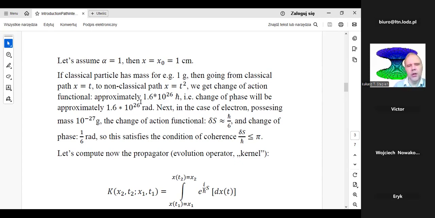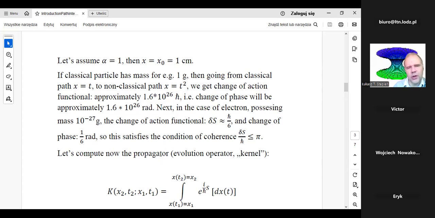In contrary, for the case of electron, which possesses very, very small mass in comparison to the classical particle, the change of the action functional is not very large, and this equals approximately the 1/6 part of Dirac constant, and the change of the phase equals approximately 1/6 of radius. So this satisfies the conditions of coherence.